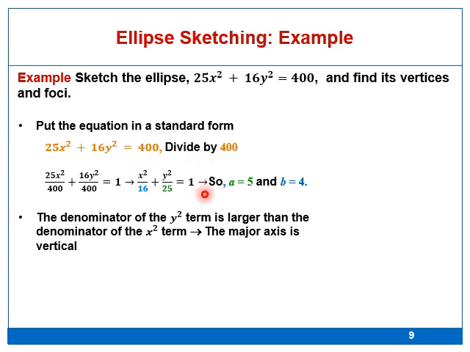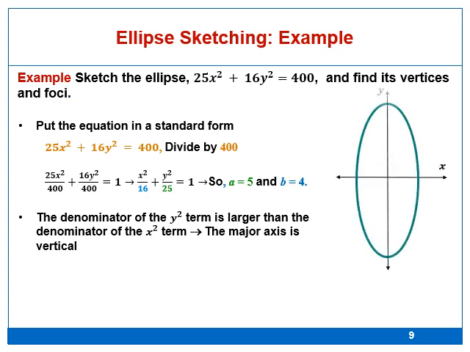This equation is in a standard form, so it's the equation of an ellipse that's centered at the origin. Also, the number under the y squared is bigger than the number under the x squared, so it has a vertical major axis with the center at the origin. The two vertices lie on the vertical axis, so their x coordinate will be 0, and they are 0 and A and 0 and negative A. So they will be 0 and 5 and 0 and negative 5.